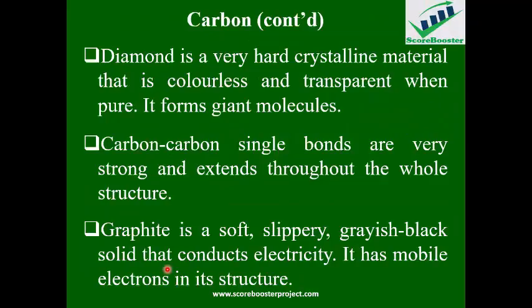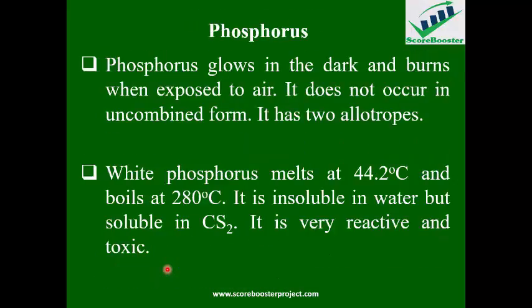So graphite can conduct electricity, as I've explained. It has mobile electrons in the structure. The mobile electron is the factor that is responsible for its ability to conduct electricity.